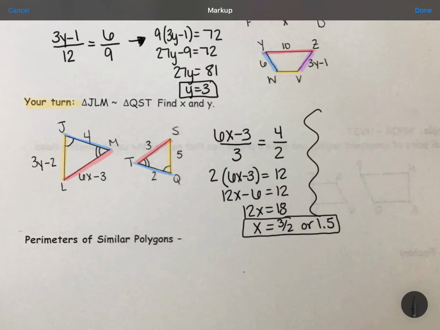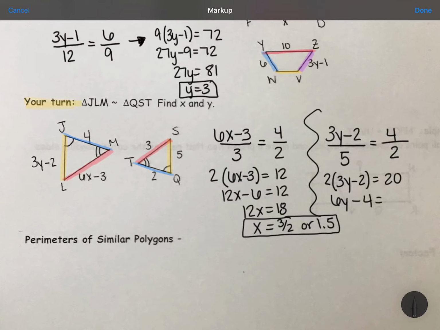To find y, I'm going to start with the side that contains the y, which is my yellow side of 3y minus 2, corresponds with the other side that's yellow, which is 5. And again, I can use the blue side of 4 and 2. Cross multiply. And distribute. Add the 4. Divide by 6, and you get y to be 4. So hopefully you got those correct, and if you didn't, you can look and see what you did incorrectly.